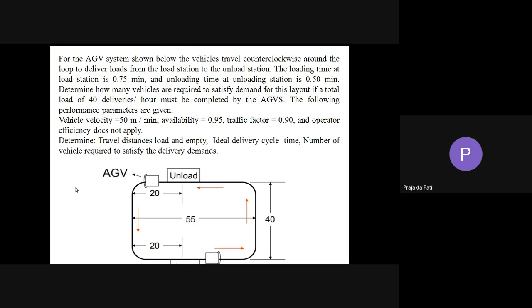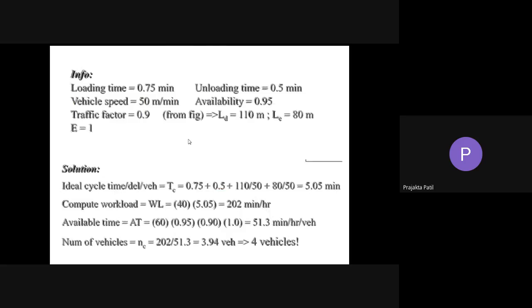Now the first thing is done: travel distance, load and empty. So travel distance load is 110 meters and empty is 80 meters. Now you have to find what is the ideal delivery cycle time, that is nothing but TC. We have an equation for TC. Here is the given data: loading time, unloading time, vehicle speed, availability, traffic factor. LD we have calculated, and you have LE also, that is 80 meters. And efficiency is given as 100%, or you assume it.